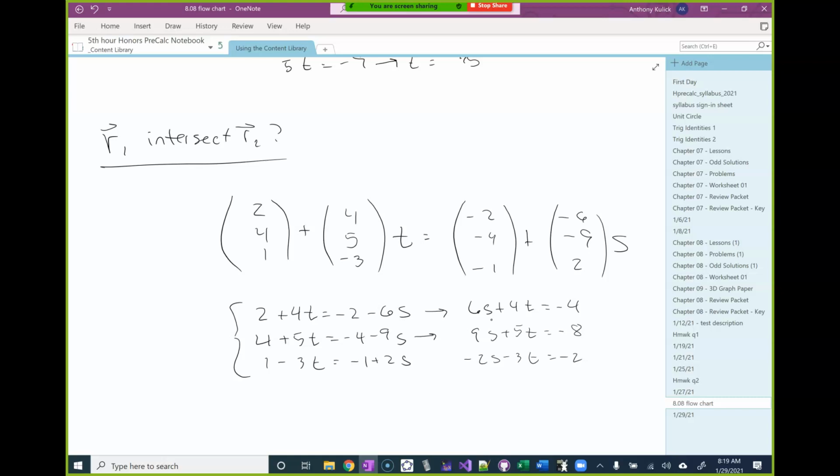Now, how many variables do I have in this system? I have two, right? I have S and T. How many equations do I need to solve a system with two variables? Just two. How many equations do I have? Three. Does it matter what I pick?